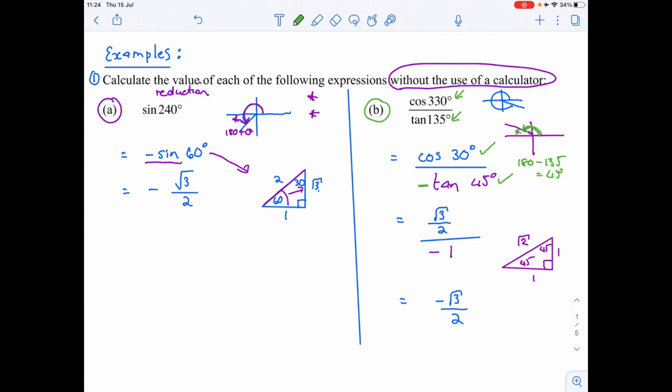What is cos of 30? Cos of 30 is going to be adjacent over hypotenuse, and tan of 45 is going to be opposite over adjacent, which is 1. So in terms of layout, which again is very important, the first step we reduce, then we replace it with our special angles, and then we get the answer.